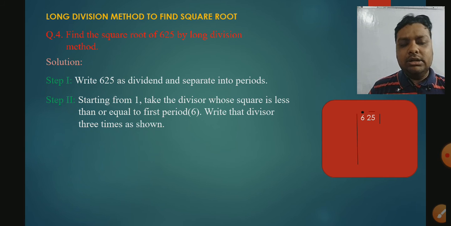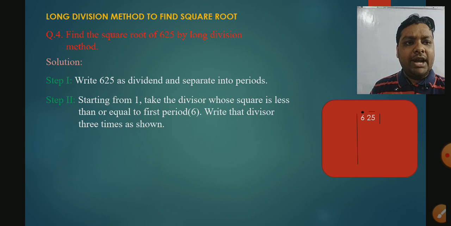Let's check another number. After 1 we get 2, then 2 into 2 is 4, less than 6. Then 3, 3 into 3 is 9, and 9 is more than 6. It means we cannot take the value 3. It means 2 only. It means 2 into 2 is 4.